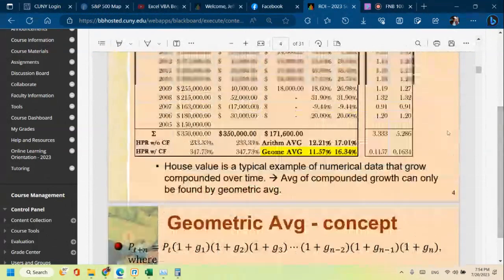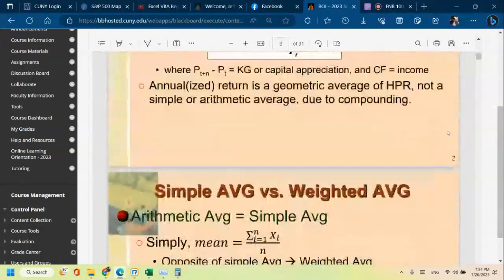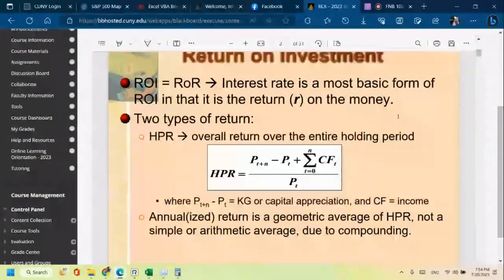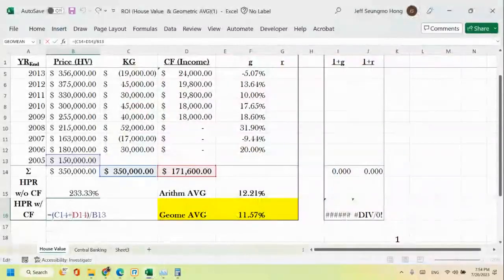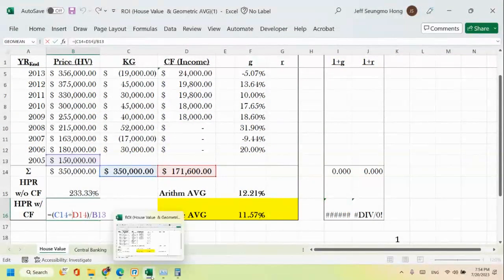God, it takes so much time. What you're seeing there is exactly this, isn't it? That was capital gains for 11 years, and then cash flow for 11 years. C14, which is 350K.